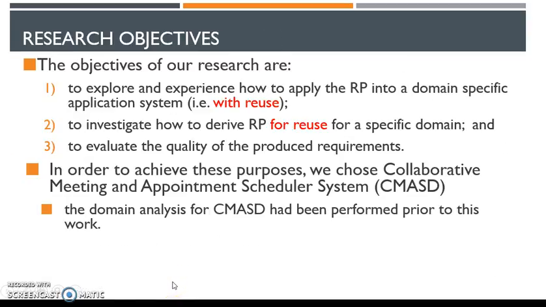The objectives of our research are, first, to explore and experience how we can apply requirements pattern to a domain-specific application system that is designed with reuse. The second is to investigate how to derive requirements reuse for a specific domain. And the third is to evaluate the quality of the produced requirements. In order to achieve these purposes, we chose the collaborative meeting and appointment scheduler system. The justification of this selection is that we have done the domain analysis for this domain prior to this work.